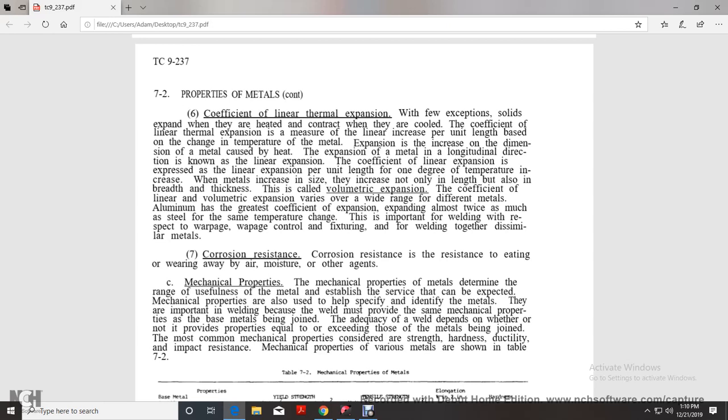With the increase in temperature, the metal increases in size not only in length but also in breadth and thickness, which is called volumetric expansion. The coefficients of linear and volumetric expansion vary over a wide range for different metals. Aluminum has the greatest coefficient of expansion, expanding almost twice as much as steel with the same temperature change. This is important in welding, with respect to warpage control, fixturing, and welding together dissimilar metals.